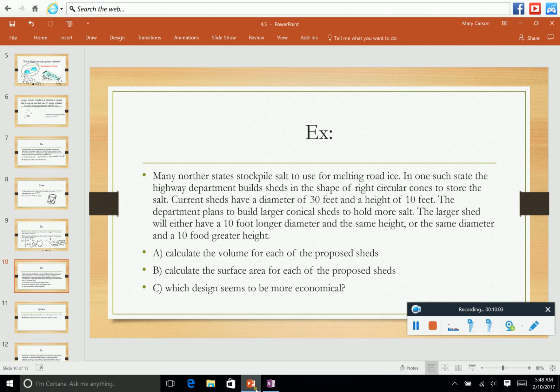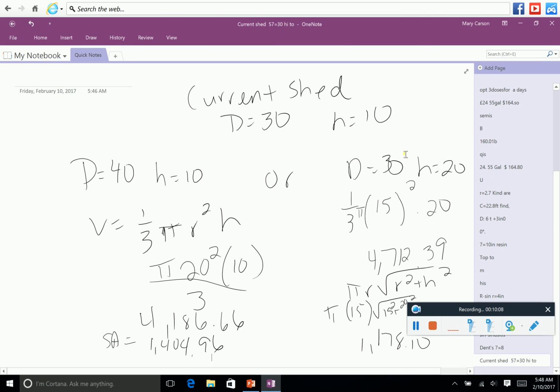And then the last one, which design seems more economical? Well, this one holds more. It's got the same diameter, and it has a smaller surface area. So just increasing the height would be the better option, okay?